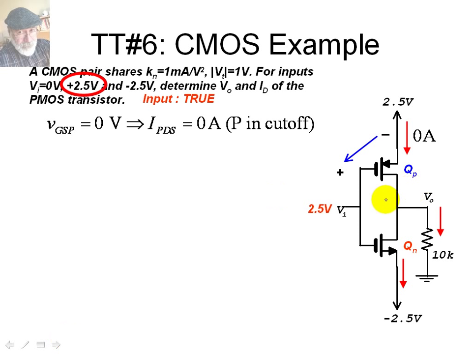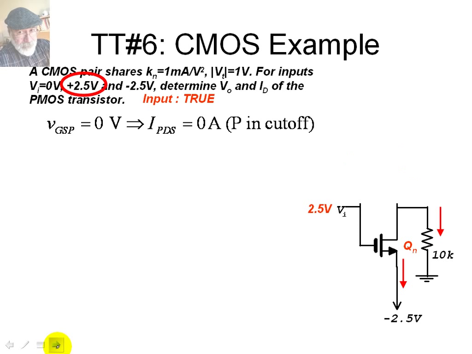That means that I can erase the top of the circuit without prejudice. Alright, let's analyze the bottom circuit. For the bottom circuit, the voltage VGS is directly 2.5 minus (-2.5), that is 5 volts.